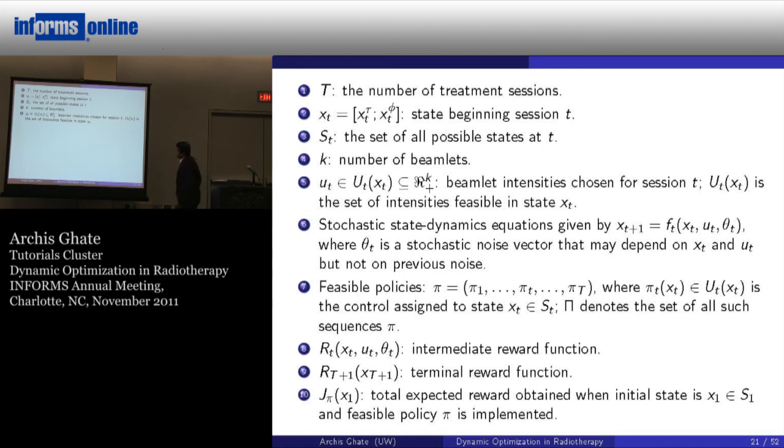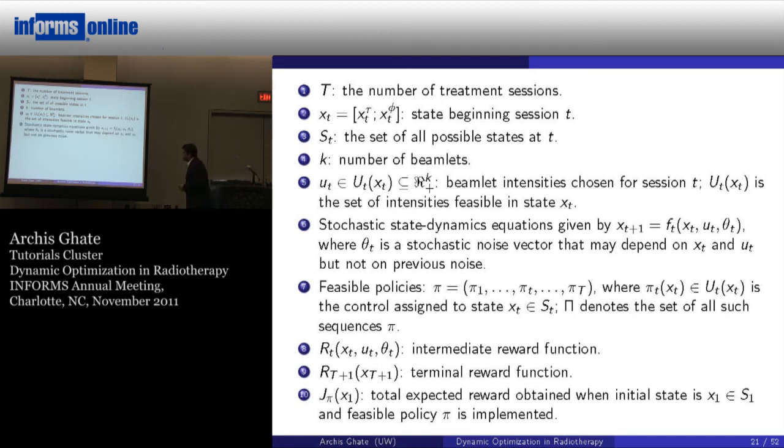I will use something called UT(xt), which is going to be the set of feasible intensities in state xt. And I will show you later on in my models that what is feasible given a particular state depends on that state. Okay, that's why I'm using this notation UT(xt) for the set of feasible intensities. And therefore my ut, which is my intensity vector, is going to belong to that set. Okay? So that's going to be my control variables.